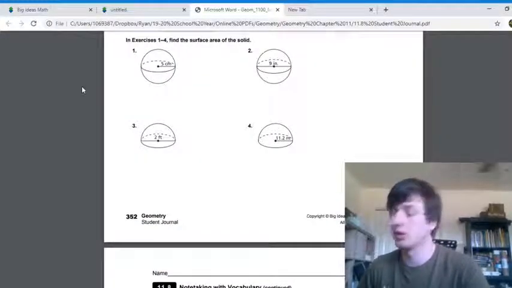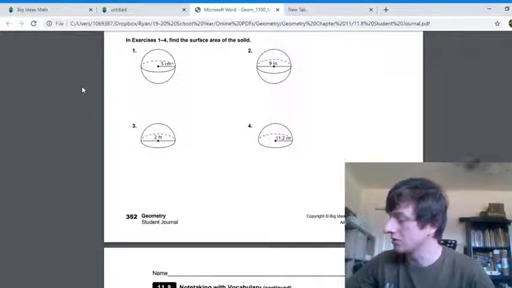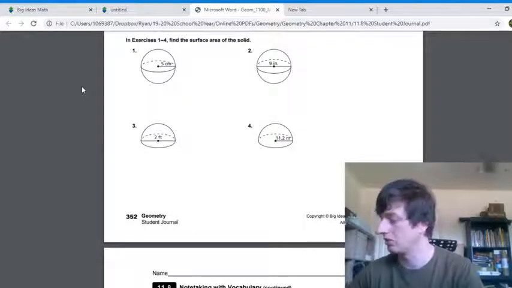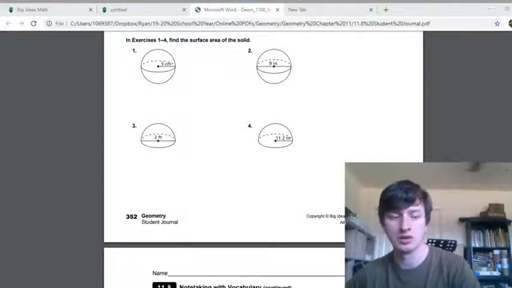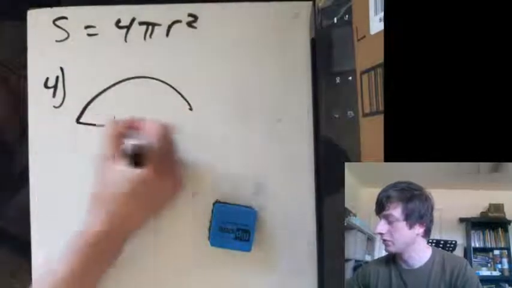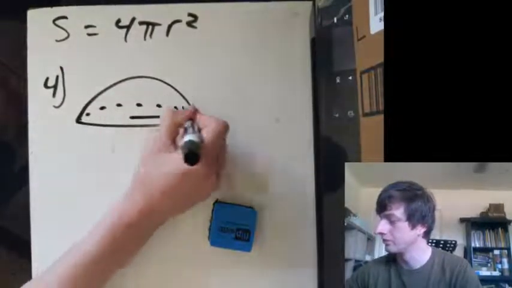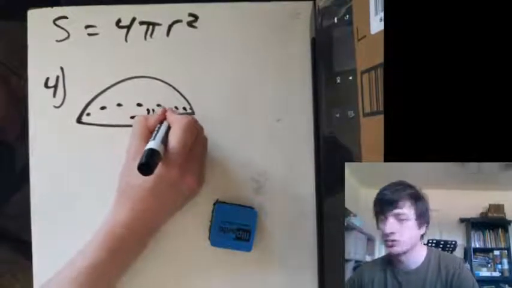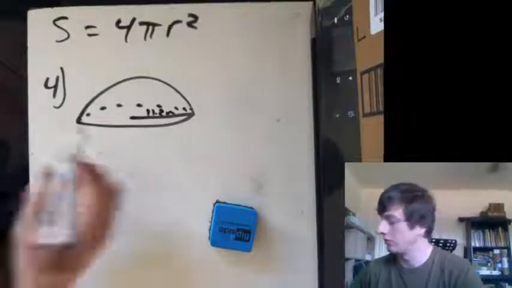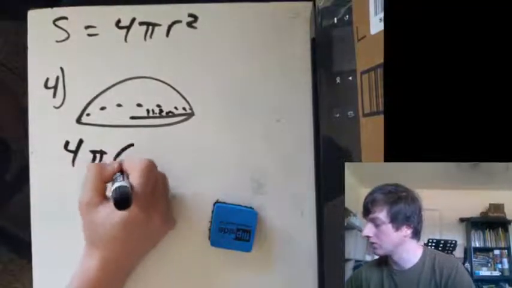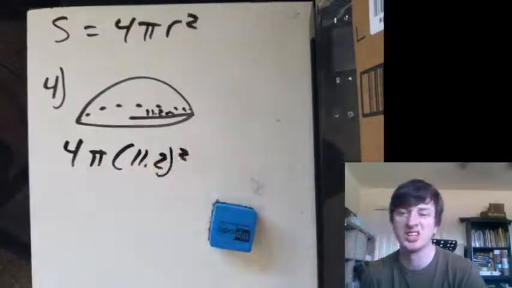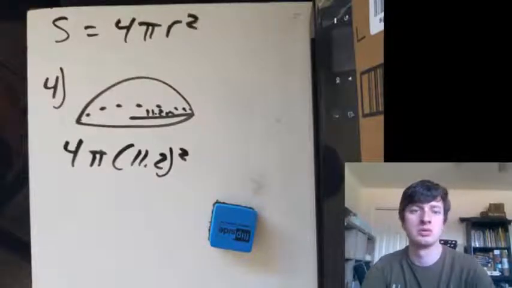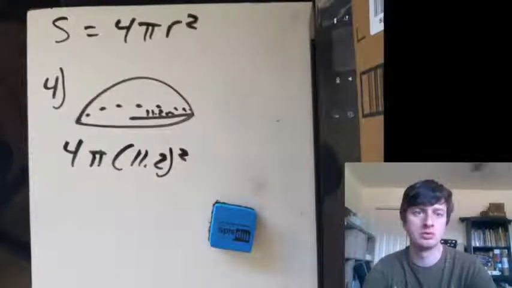We're going to do number 4 here. So number 4, it just wants half of the circle. That's the top pole, the top half. So number 4, we have half of the circle, and the radius is 11.2 meters. So for our formula, it'd be 4 pi 11.2 squared. So we're going to need a calculator, right? So we would go to Desmos or Google.